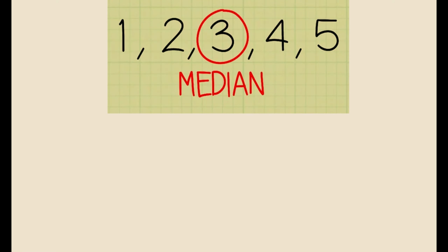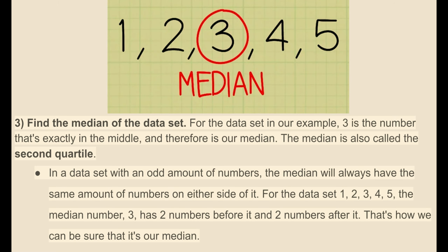Now that we've got our data set, find the median. The median is quartile number 2. So you're splitting your data in half. Now you have 2 numbers to the left and 2 numbers to the right of the median. There are times when you have an even number of data points, but then finding the median, we find the average of the middle 2 numbers. But here in this data set, we found the median. It's 3.